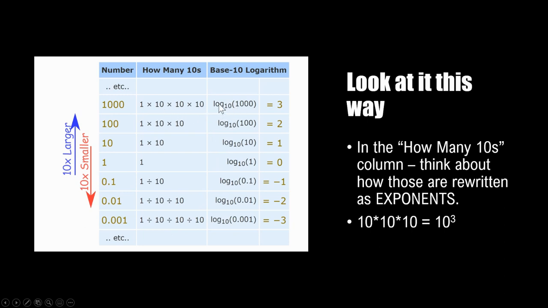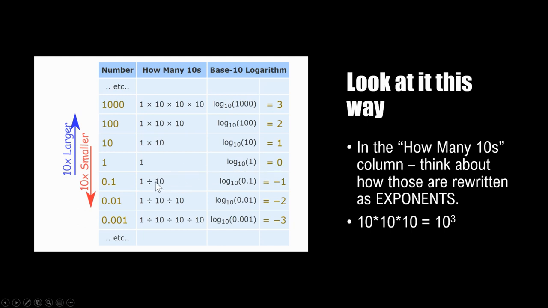Okay, so log base 10 of 1,000 is 3. If you look over here, it says in the how many tens column, think about how those are rewritten as exponents. I could rewrite that as 10 to the third power. So log base 10 of 1,000 is 3. Look here, log base 10 of 100 is 2. Here, log base 10 of 10 is 1. So that's 10 to the 1 power. Well, 1, that's 10 to the 0. Okay, 10 to the 0 equals 1.